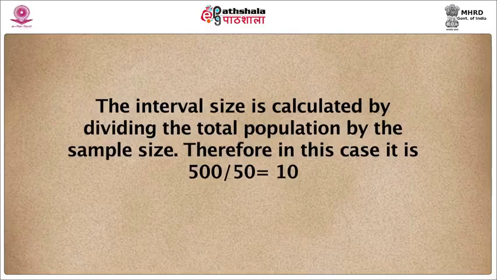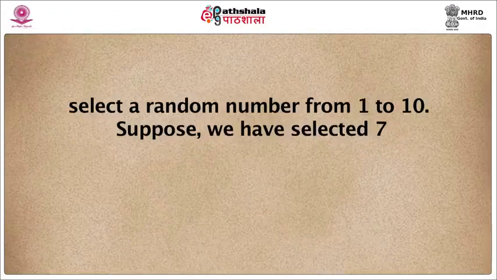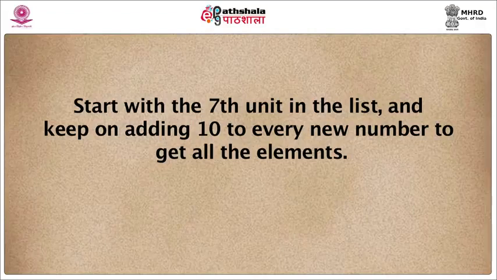The interval size is calculated by dividing the total population by the sample size. Therefore, in this case, it is 500 divided by 50, that is 10. We can select a random number from 1 to 10. Suppose we have selected 7. Start with the 7th unit in the list and keep on adding 10 to every new number to get all the elements. Following the procedure, you will get a sequence of 7, 17, 27, 37 and so on.